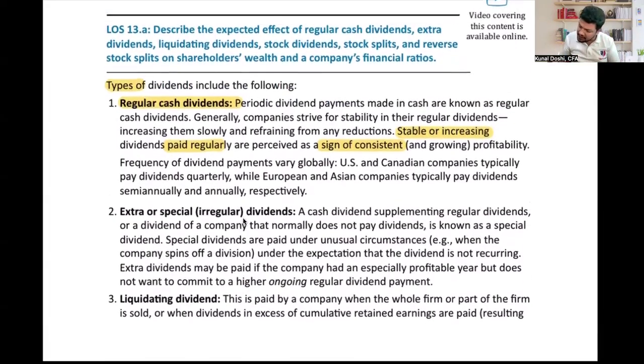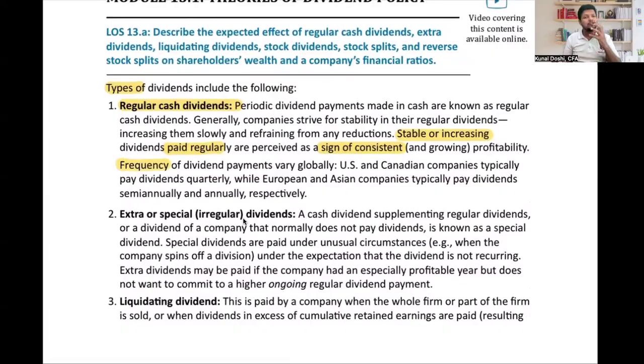But globally, there are different trends of dividends. The frequency of dividend payment differs. For example, in the US and Canada, dividend payments are quarterly, while in European and Asian economies, it differs. In Europe, it is semi-annually, whereas in Asia, including India and China, it is mostly annually. Dividend is paid once a year after the annual general meeting of the board.